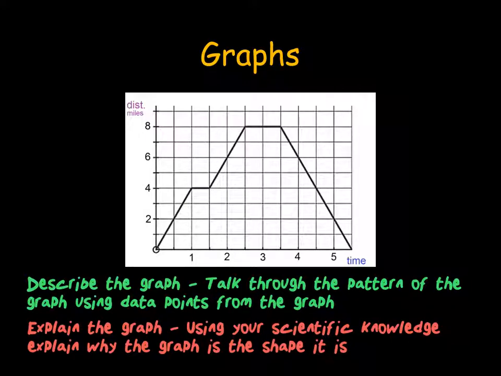So the person is cycling hard, causing their speed to increase, and they travel 4 miles in 1 second, for example. We could then talk about why this is stationary, so there is no distance travelled over time, and then what this means as well.